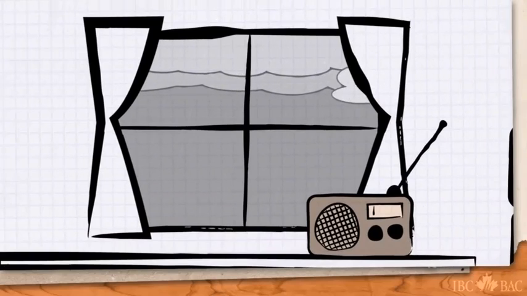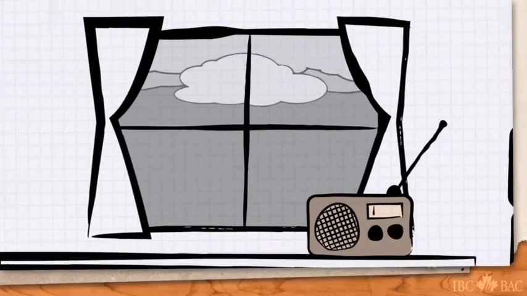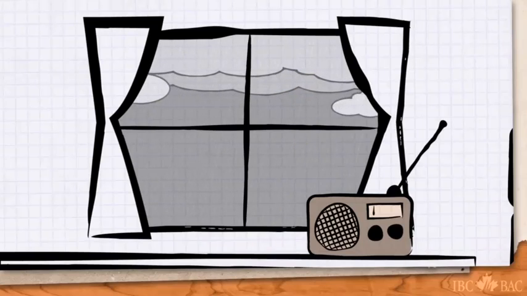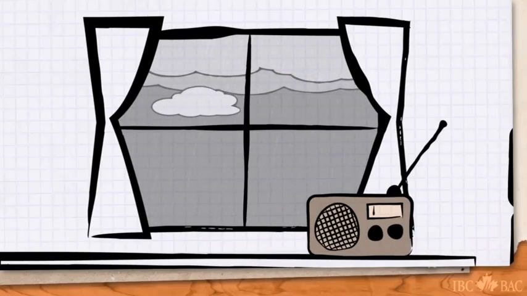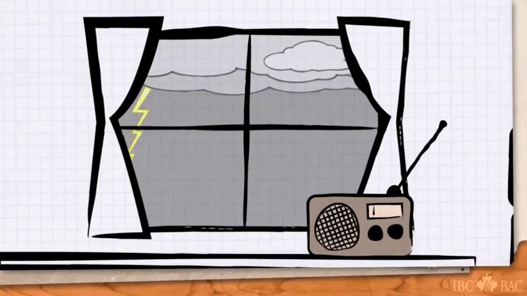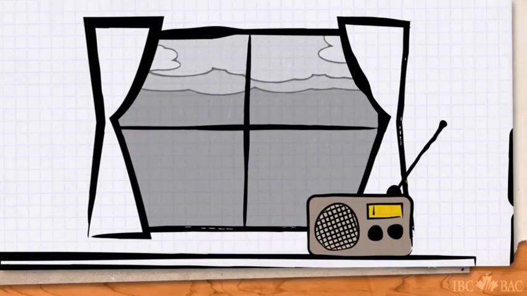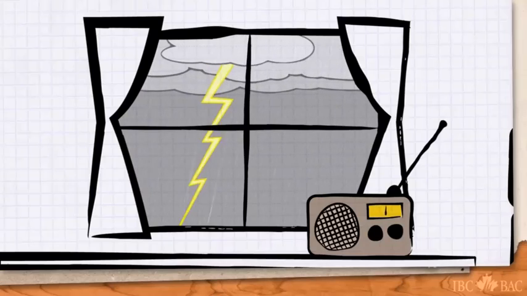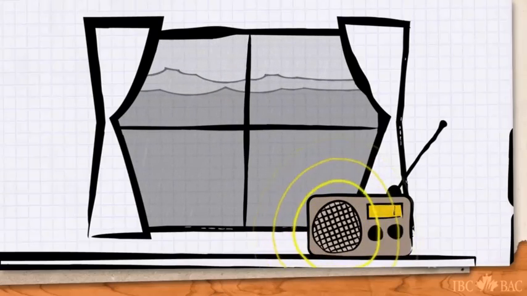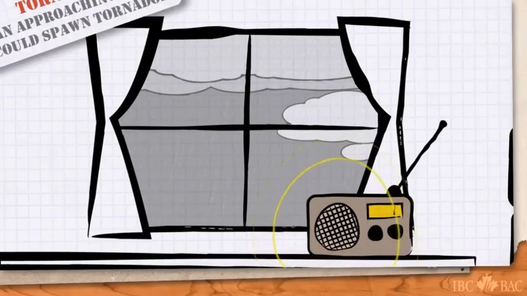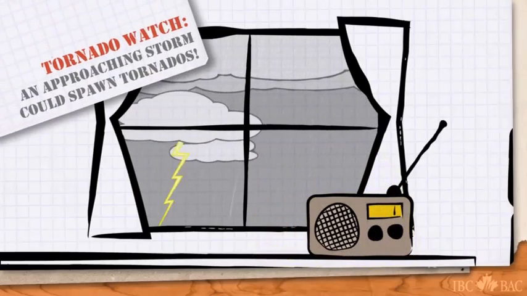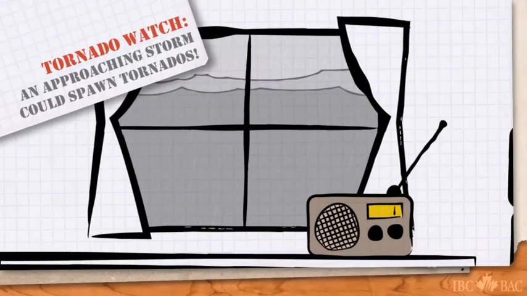Tornadoes rarely appear without warning. They're almost always unleashed by severe thunderstorms. If a storm is approaching, keep your radio on and listen for any alerts issued by Environment Canada. A tornado watch has been issued for the area. A tornado watch means that an approaching storm could spawn tornadoes.